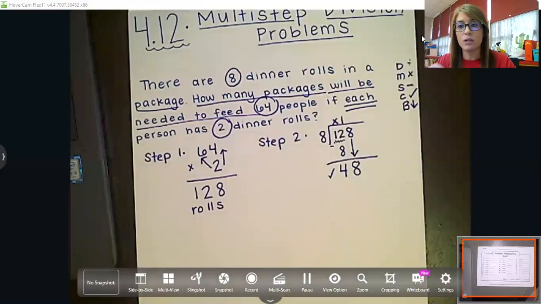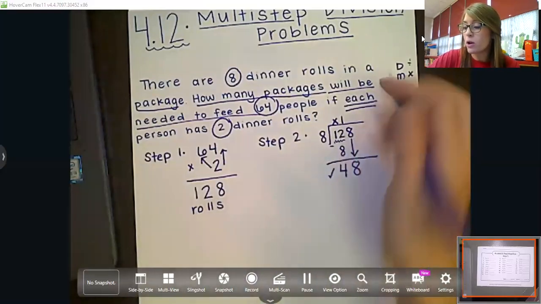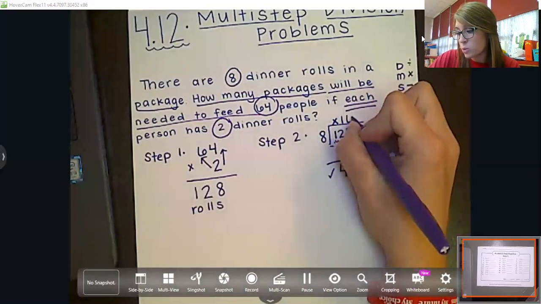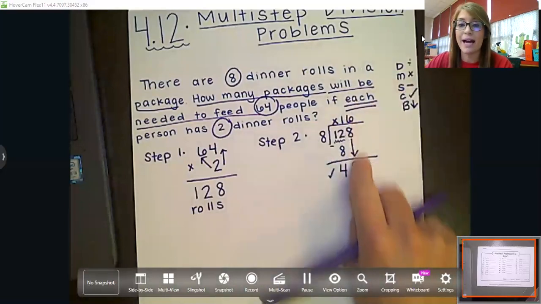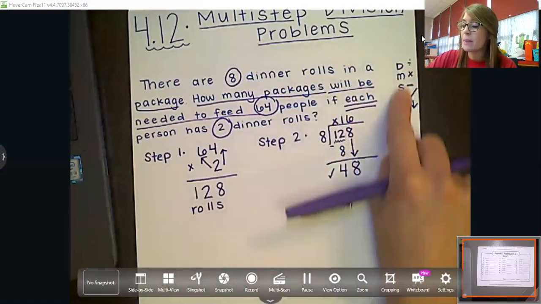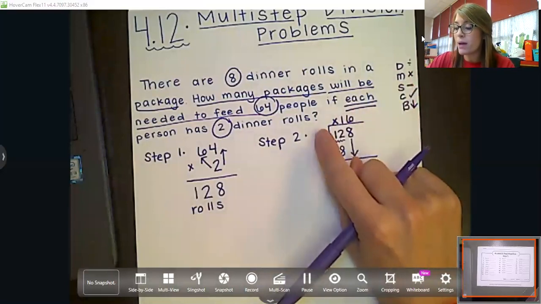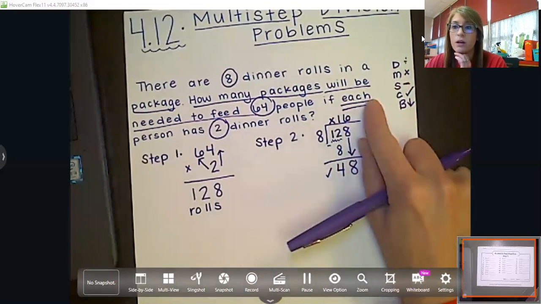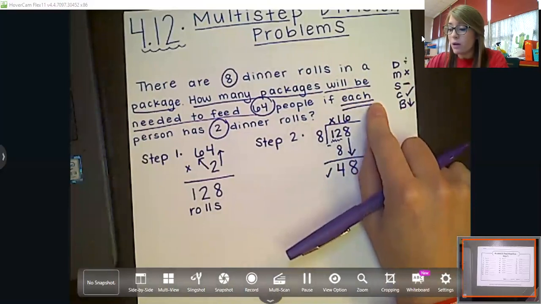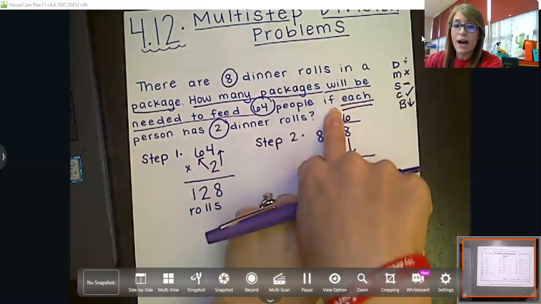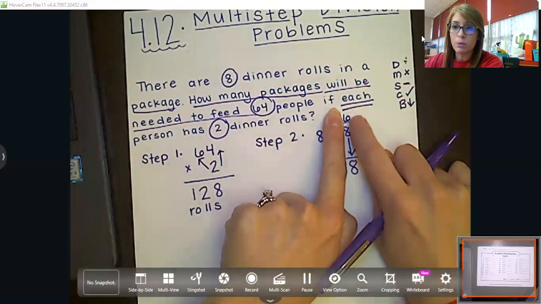8 times what is going to get me very close to 48 or exactly 48 without going over? Very good. I think I heard someone say it. 6 is correct. So I'm going to go ahead and bring that 6 on top of this roof up here. Again, making sure that we are lined up correctly. And then I'm going to multiply. Am I multiplying 8 times 16? No, I am not. Remember, it's always just the divisor times whatever number you just put up top.